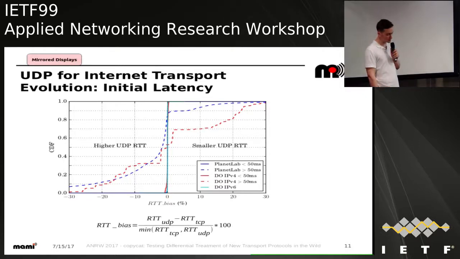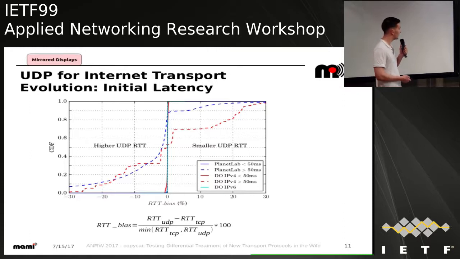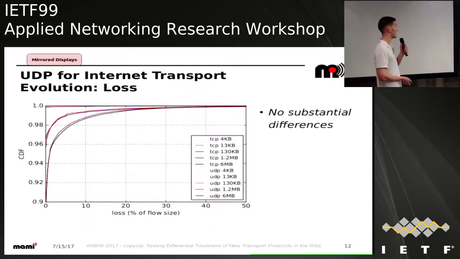Then we looked at the initial latency. We used the RTT bias metric, which is similar to the throughput bias. Once again, we split the distribution at 50 milliseconds. We can see that for low latencies, there is, once again, few to no biases. For high latencies on Digital Ocean, biases are balanced. And for Planet Lab, we see the same sign of imbalance on the TCP is better side. And this explains at least partially the imbalance in the throughput bias. We also looked at the loss, but here there is not much to say because there is no substantial difference.